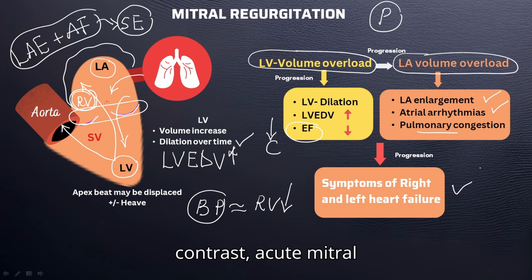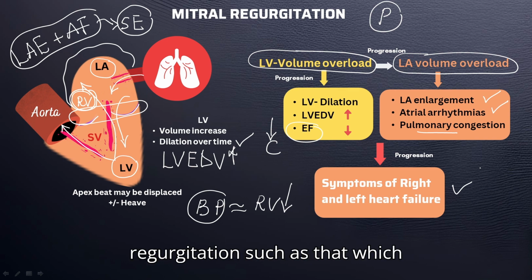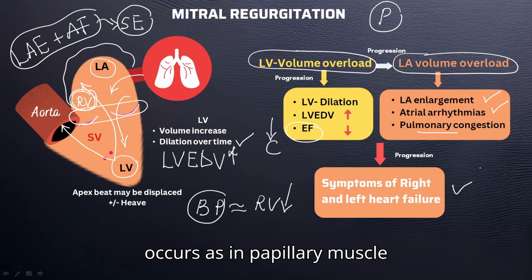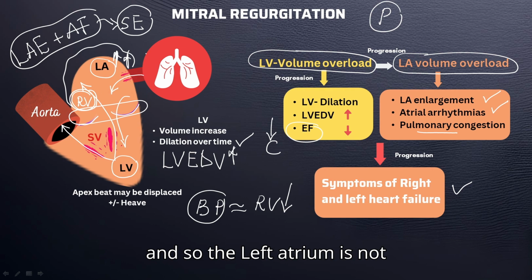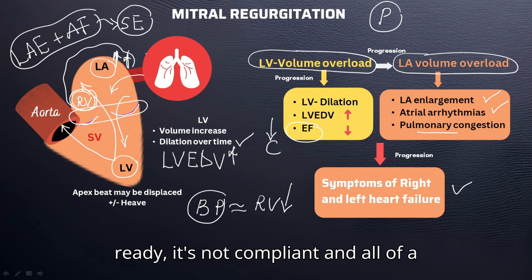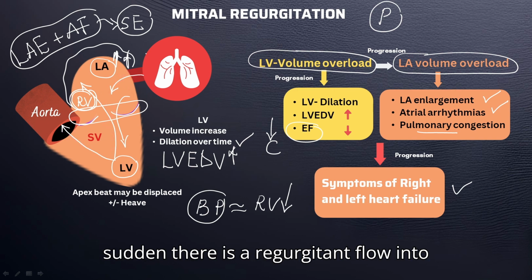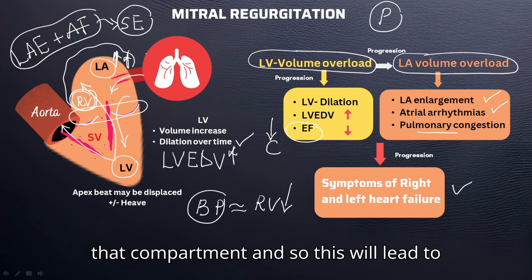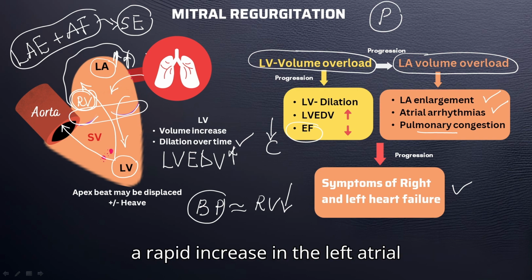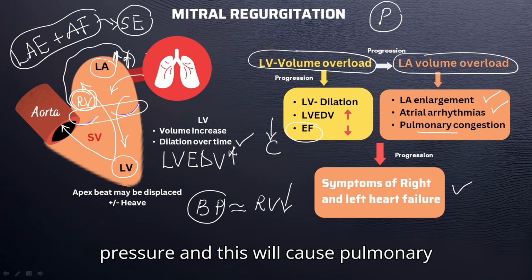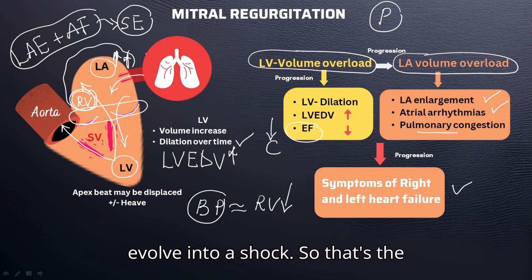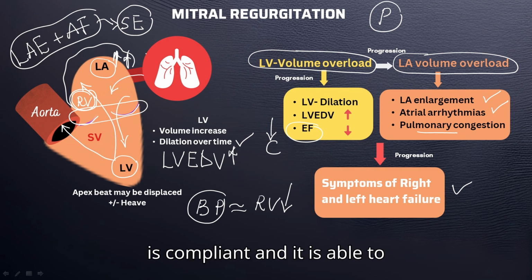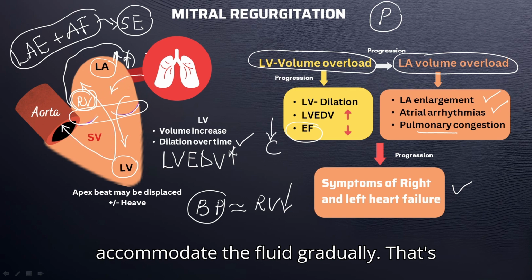Now, in contrast, acute mitral regurgitation, such as that which occurs in papillary muscle rupture, okay, this would lead to a rapid increase in the left atrial pressures because it's an acute process. And so the left atrium is not ready, it's not compliant, and all of a sudden there is a regurgitant flow into that compartment. And so this will lead to a rapid increase in the left atrial pressure, and this will cause pulmonary congestion quickly, and it can even evolve into shock. So that's a difference. But in the chronic state, it is compliant and it is able to accommodate the fluid gradually. So that's an important thing to say.